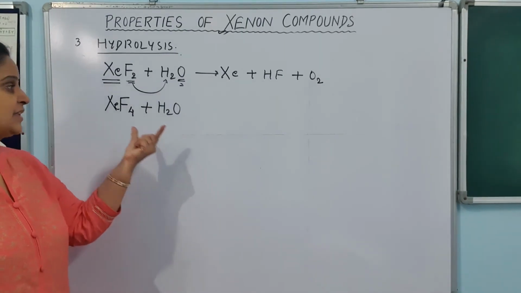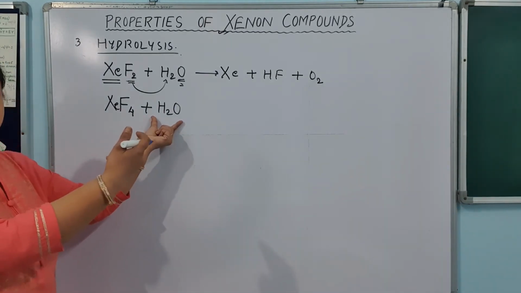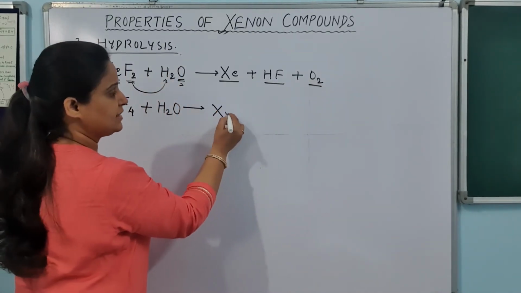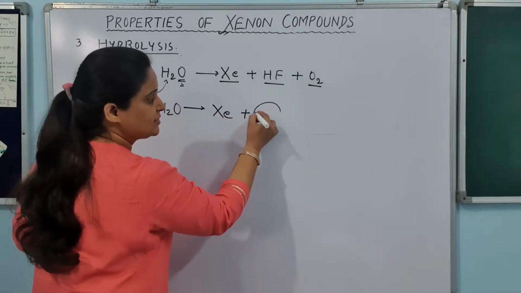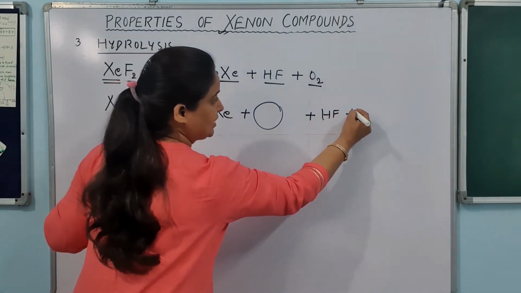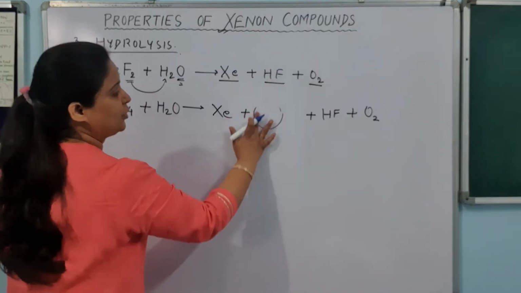So just write down the things in sequence, and follow whatever instructions I am giving you. So what I am doing here is XeF4 and H2O, and the final products I am writing down like the same products first. You just write down Xe plus, I am leaving some space here, you also leave it in the same way, HF plus O2. So this will be formed, and along with it one more product is formed, and what is that?